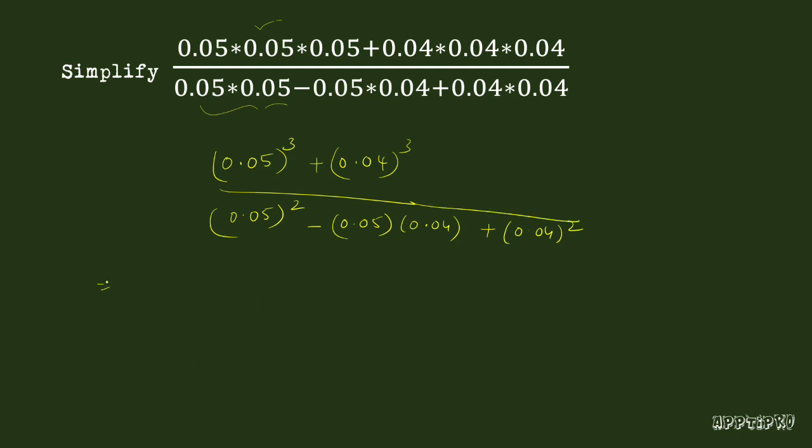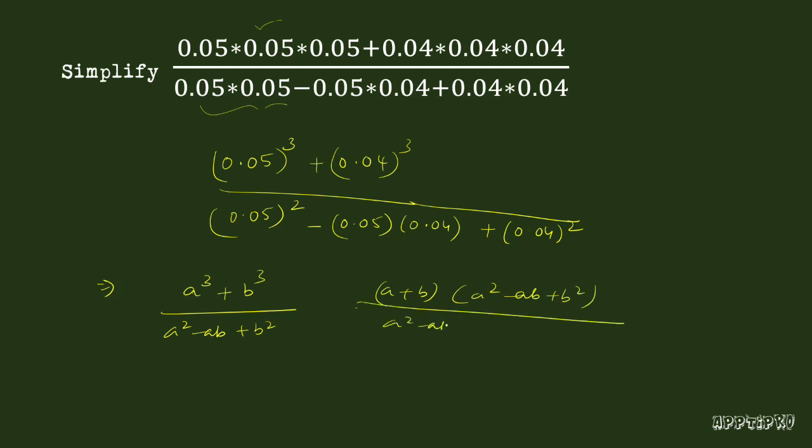As you can see, this is similar to a cube plus b cube divided by a square minus ab plus b square. What is the formula for a cube plus b cube? (a plus b) into (a square minus ab plus b square), divided by a square minus ab plus b square. Cancel these and you get a plus b. What is a? 0.05, plus what is b? 0.04, and adding you get 0.09.